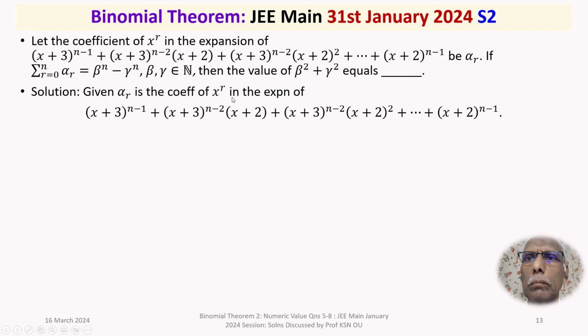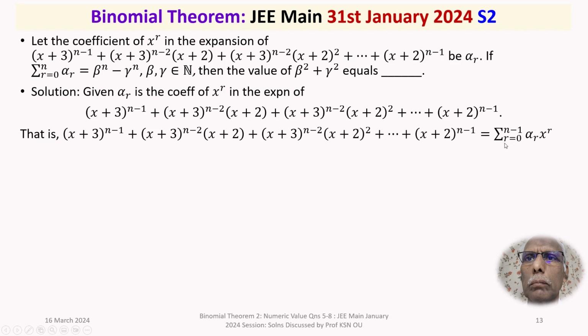So this expansion is equal to sigma r equal to 0 to n minus 1 alpha r x power r. Why up to n minus 1, why not n? The highest exponent of x in this expansion is n minus 1 only. That is why we have written like that. But we have already seen there is no term containing x to the power of n. Therefore, the coefficient of x to the power of n is 0. So even if you write sigma r equal to 0 to n, no problem, because alpha n is 0.